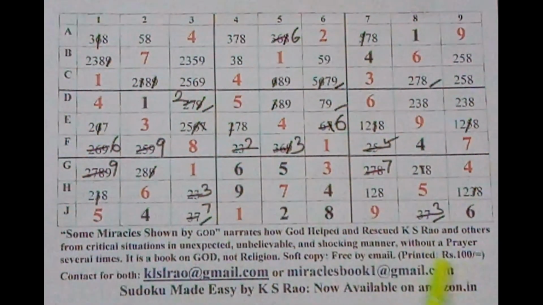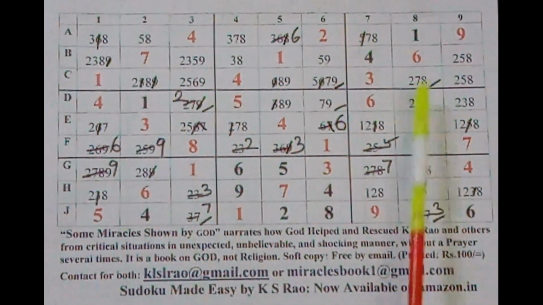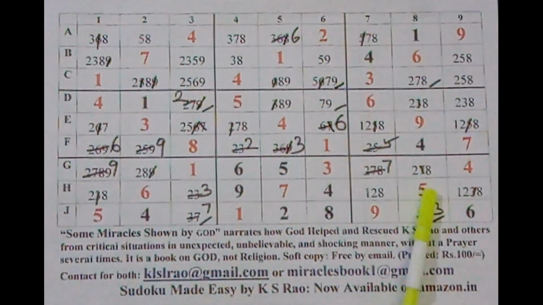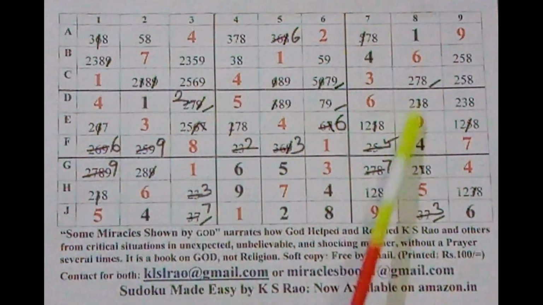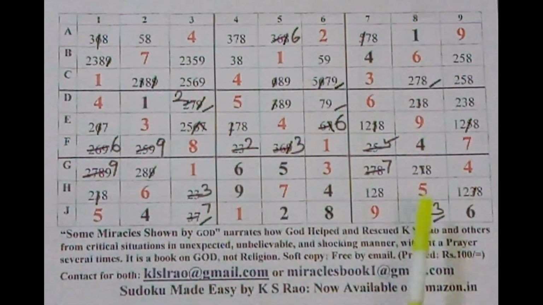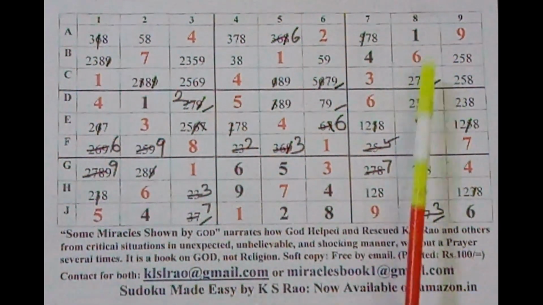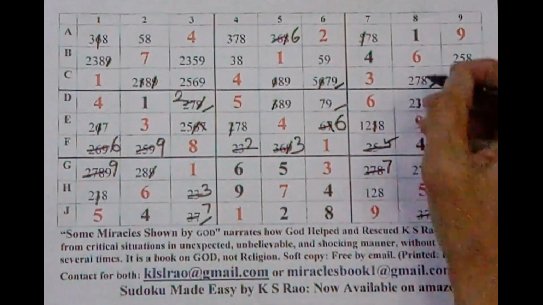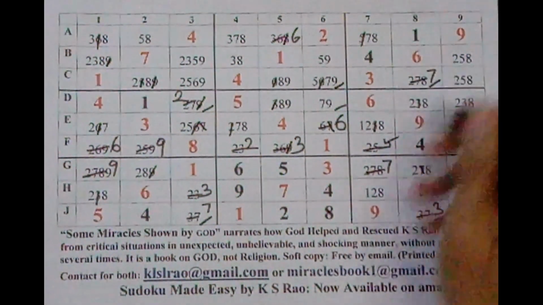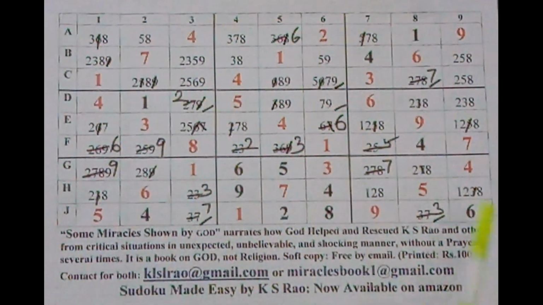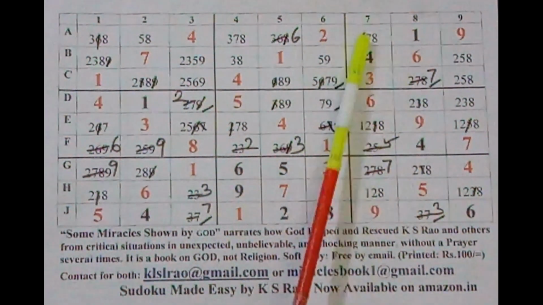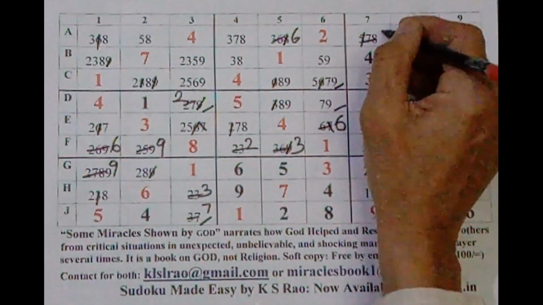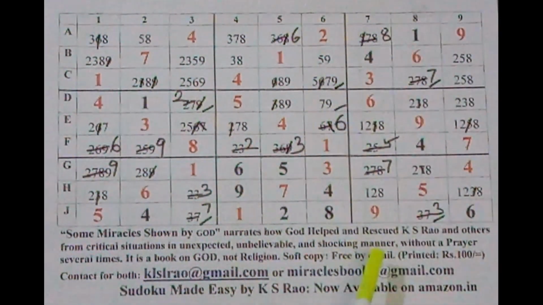This is how the investigation has been done. This 3 we can delete here. That 3 goes there. That means we have made a pair of 2 and 8 in column number 8. Therefore, at C8, what remains is number 7. Then, as a result of that, at A7, you can delete that 7 and confirm number 8 there.